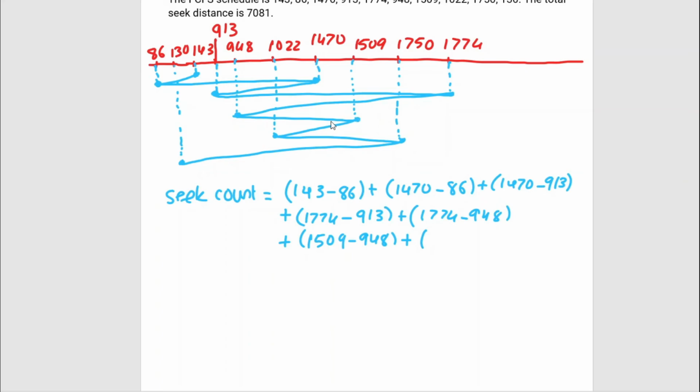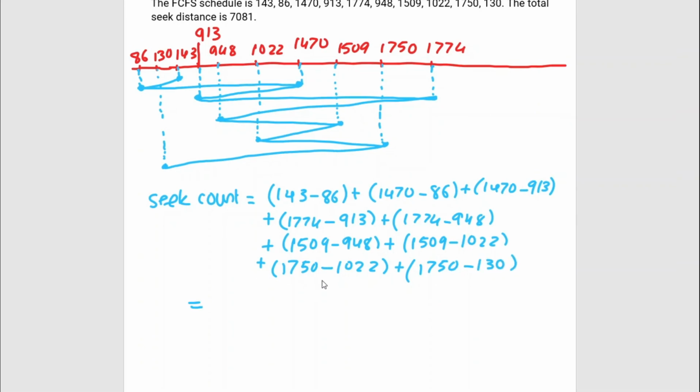Then 1509 to 1022. 1509 higher track number minus 1022 lower track number, plus 1022 to 1750. 1750 minus 1022, plus 1750 to 130. 1750 minus 130. Answer is 7081.